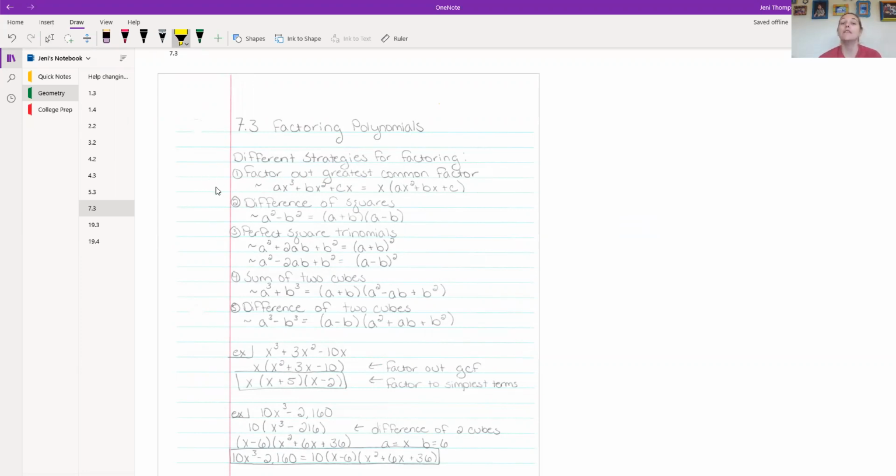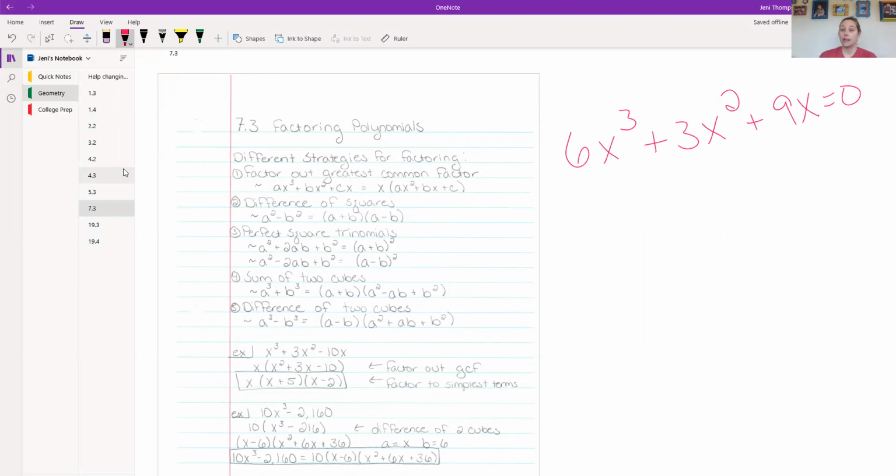If you can take out a greatest common factor, do that, unless you have one of these situations at the bottom where you can already use one of these tricks to factor. Factor out your greatest common factor first. So here's an example. If I've got 6x cubed plus 3x squared plus 9x equals 0.